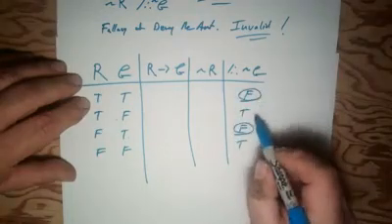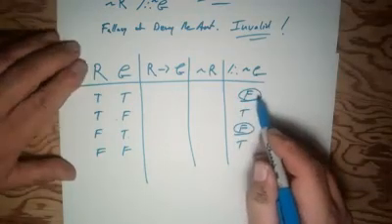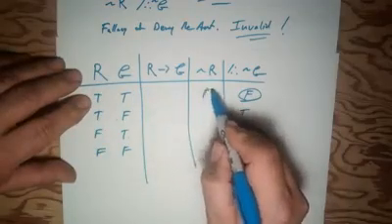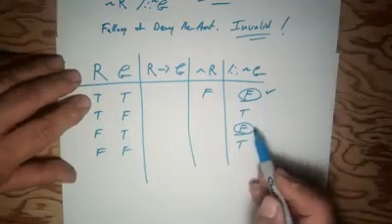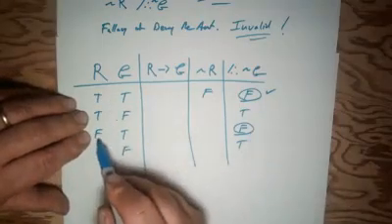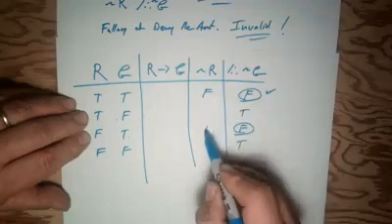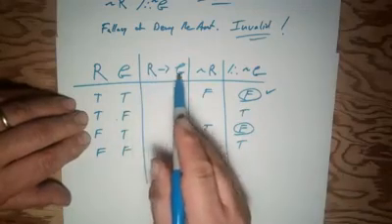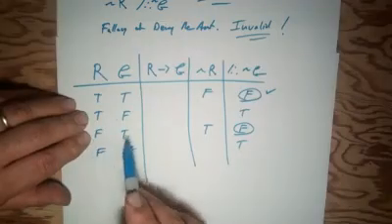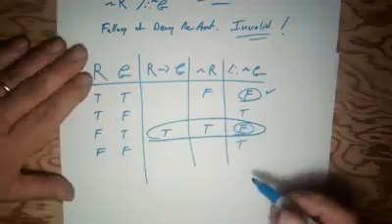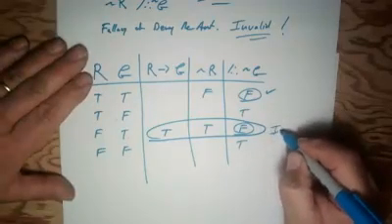Lines 1 and 3 are the interesting ones. On line 1, R is true, so not R is false. That line checks out. On line 3, R is false, so not R is true. And on that line, R then G, false then true, is true. And that shows invalid.